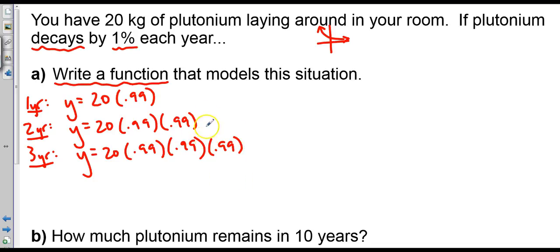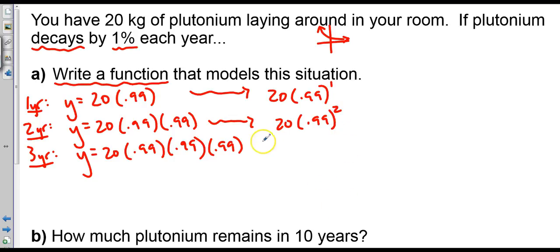So hopefully you can kind of see the pattern here, and we can simplify these things. Here we have 20 times 0.99 to the first. Here we've got 20 times 0.99, and we're multiplying 2 of them, so that's to the second power. Here we've got 20 times 0.99, and we're multiplying 3 of them, so that's to the third power, and so on. And so the point here is that if we want to write a function that models this, the exponents are actually the years, or the amount of time that's passing in years.